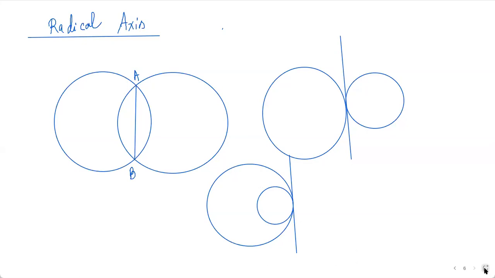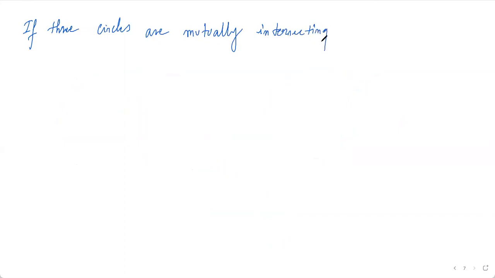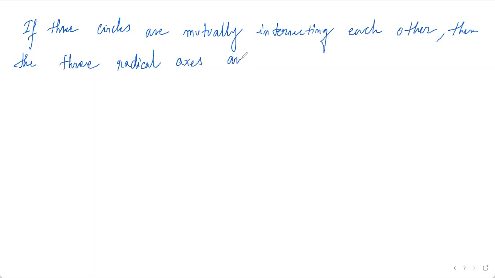Now there is a theorem: if three circles are mutually intersecting each other, then the three radical axes are either parallel or concurrent.